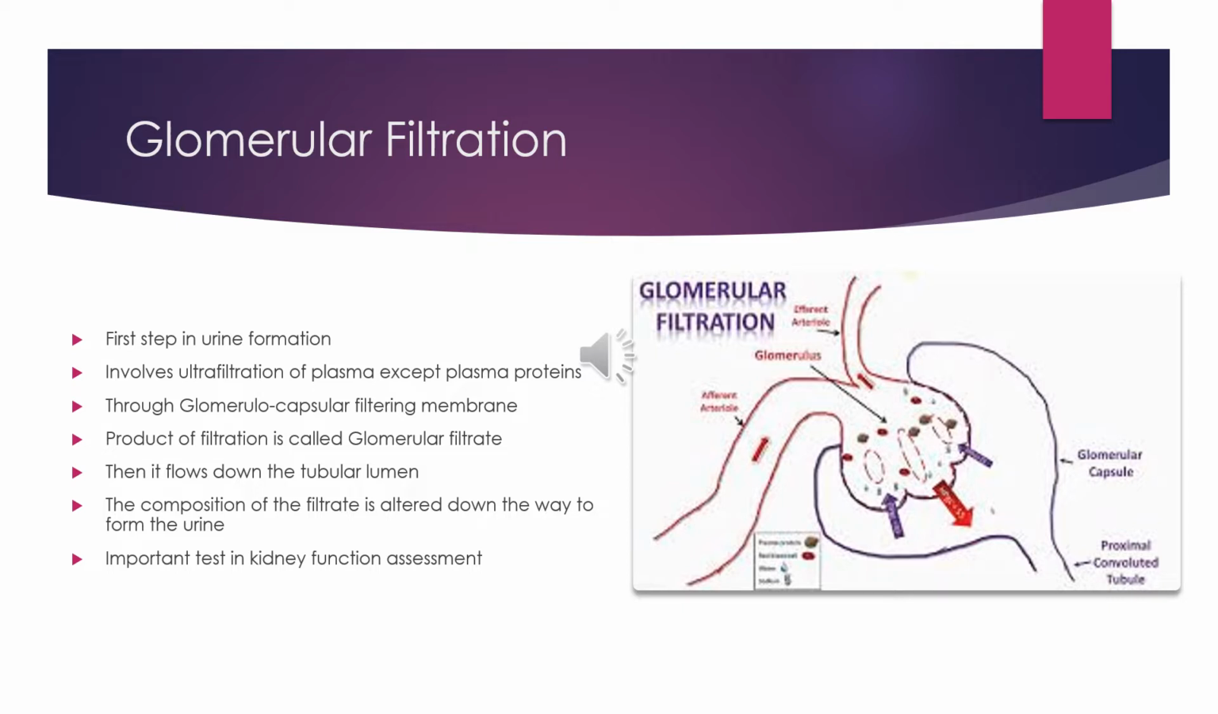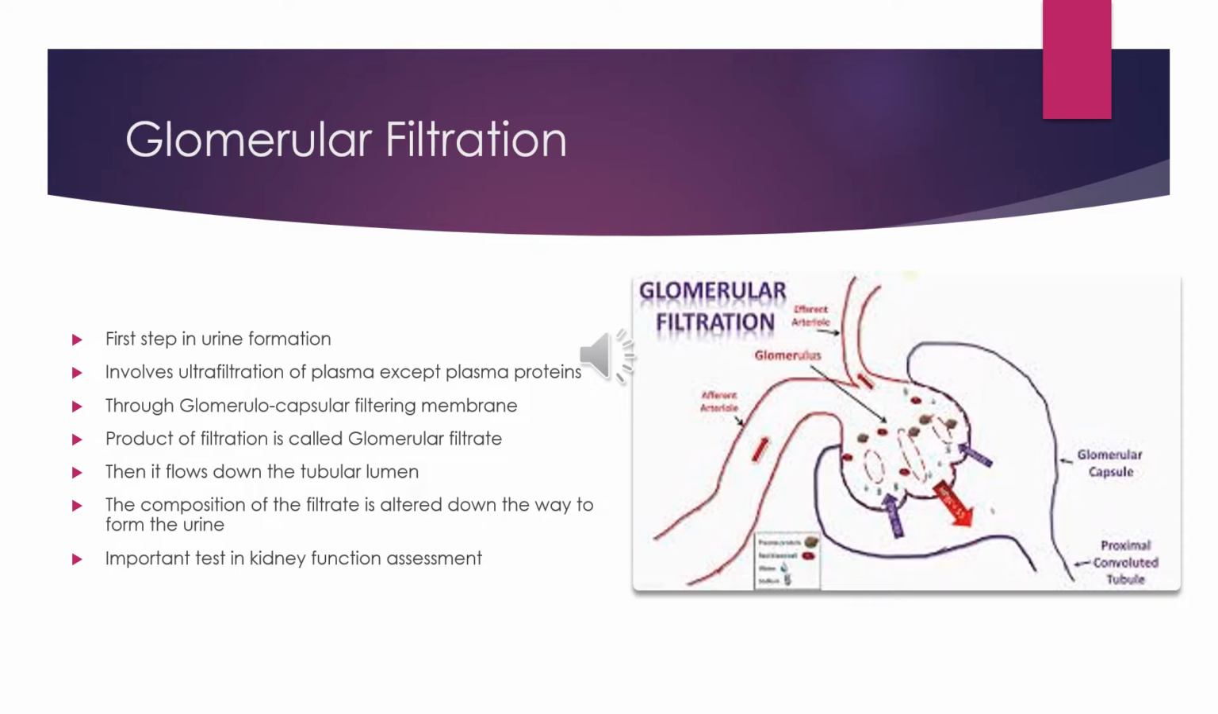Now let's see what is glomerular filtration. As the blood passes through the glomerular capillaries, the plasma will be filtered into the Bowman space through this glomerular capsular filtering membrane. And during this process, most of the components of the plasma except the proteins will be filtered, and hence it is called ultrafiltration. And the product of filtration is called glomerular filtrate.